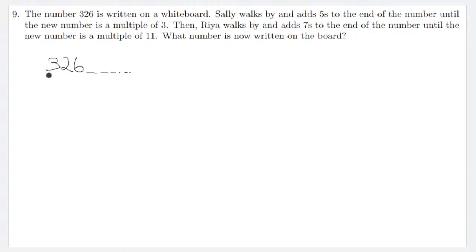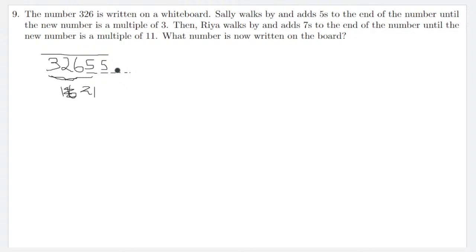So let's just check, is this divisible by 3? Well, we can find that the sum of these digits, 3 plus 2 plus 6, is 11. And 11 is not a multiple of 3. So obviously we need to add a digit. Well, now the sum of the digits is 16. And 16 is still not divisible by 3. So let's add another 5. So adding another 5 means that the sum of the digits is now 21. And 21 is divisible by 3. So using that divisibility rule, we find that 32655 is divisible by 3.